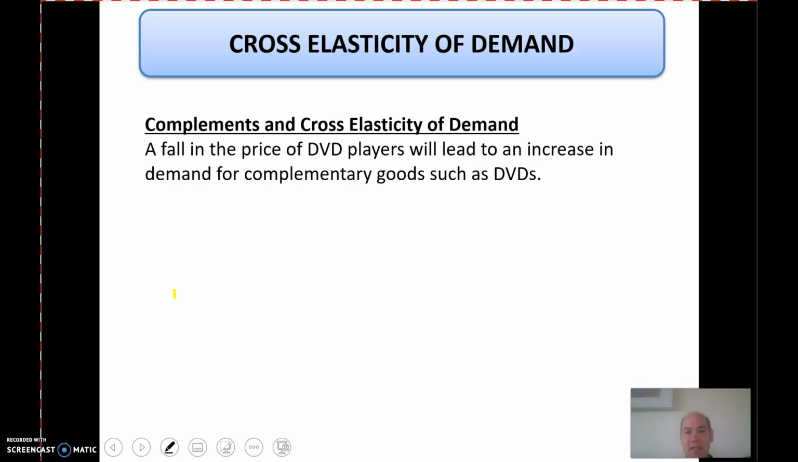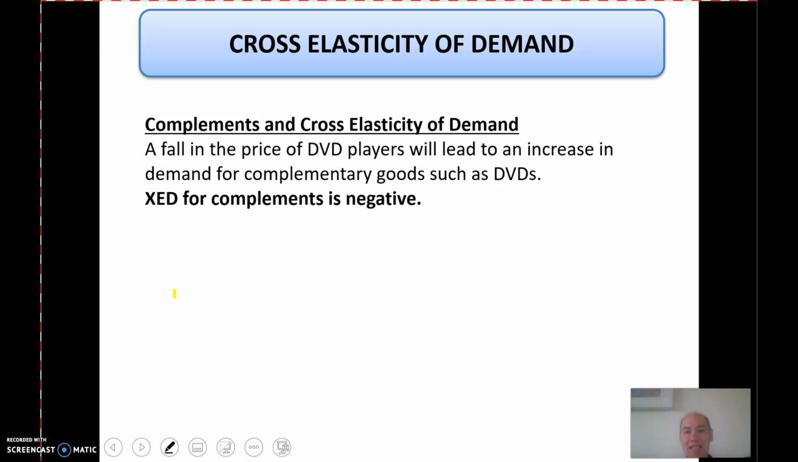Complements and cross-elasticity of demand. Okay, probably need to think of my examples here. A fall in the price of DVD players will lead to an increase in demand for complementary goods such as DVDs. Obviously complements are goods that go together.